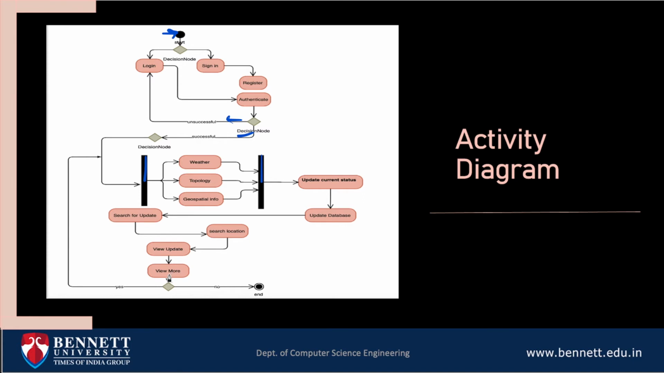It will give an option whether we want to see more, like we want to check the weather of any other state or any other place, or you want to check the topology now of the same place, something like that. If you want to view more, then we will go to the yes option and it will take you to the same place where you have three options. You can go further. If you don't want to view more, you can end the process. So this is the activity diagram of our model.